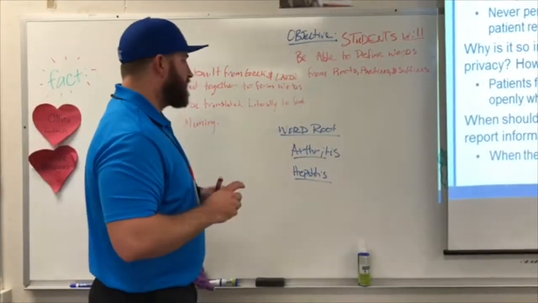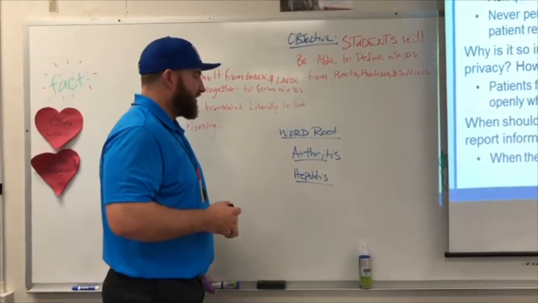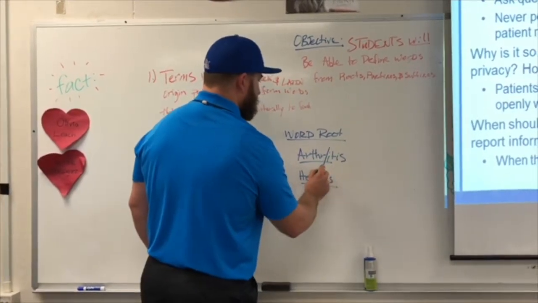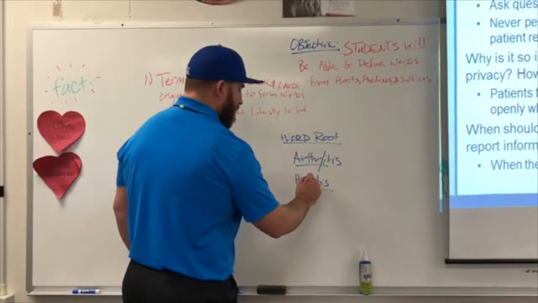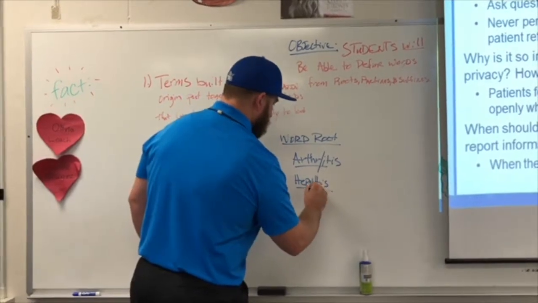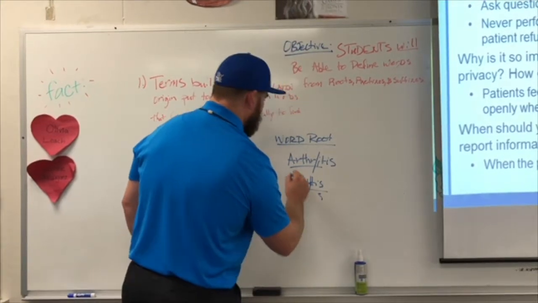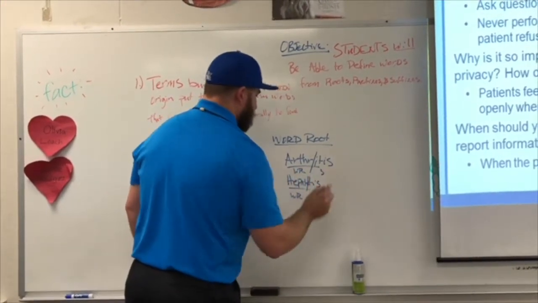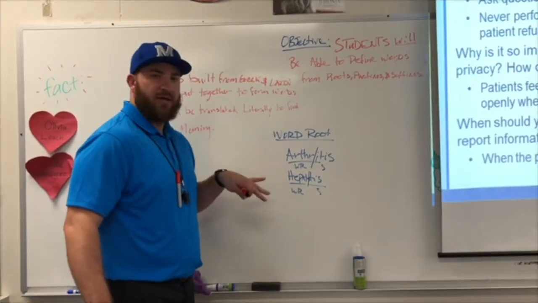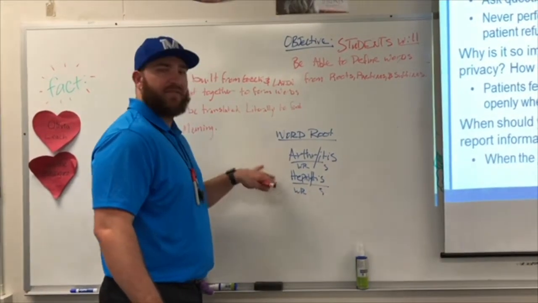When looking at word roots, I have two examples here. We have arthritis and hepatitis. To be able to identify the word root, I am going to make a slash in between the word root and the suffix, and I will label those. So I have a word root and a suffix on each side. We know that arthr and hepat are the core of these words, and we will be able to figure out the meaning based off of these two things.